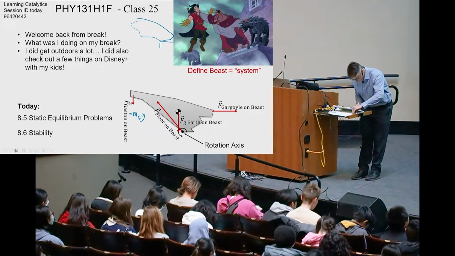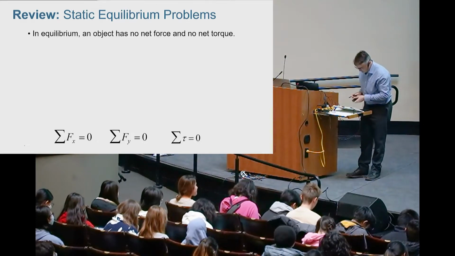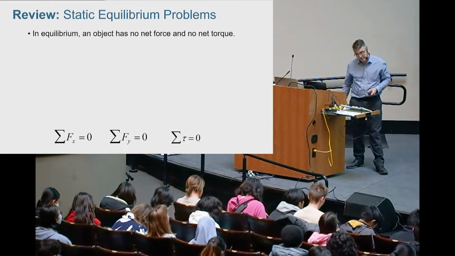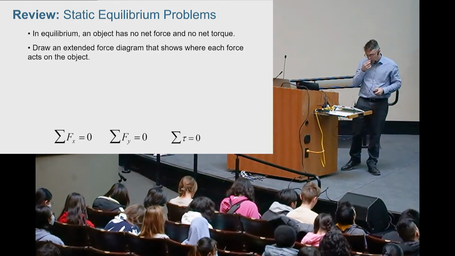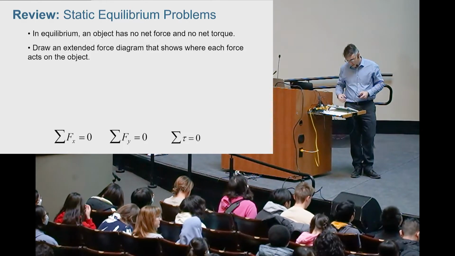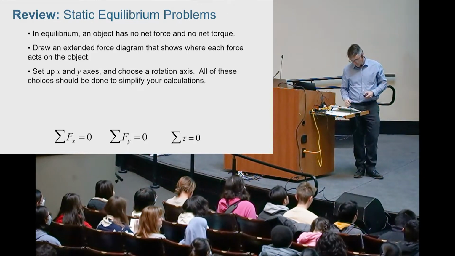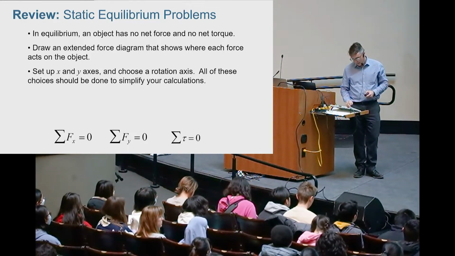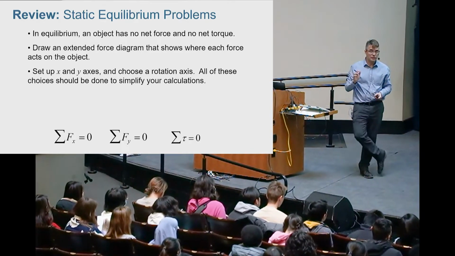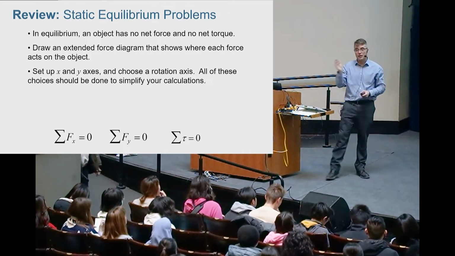Okay, so let's review what we're doing with these static equilibrium problems. In equilibrium, an object has no net force and no net torque. So you draw an extended force diagram that shows where each force acts on the object. You set up your x and y axes as before, because you also have to have the sum of the forces in the x and the y direction equaling 0, or else the whole thing will accelerate around, right? So it has to not rotate and not move.